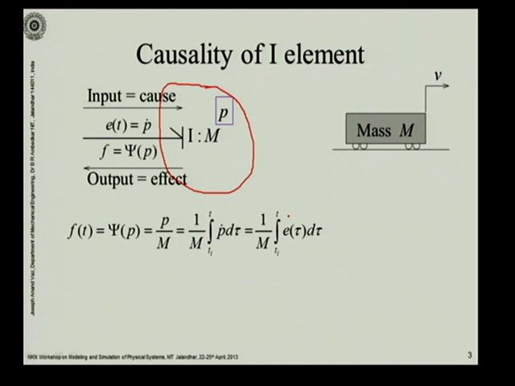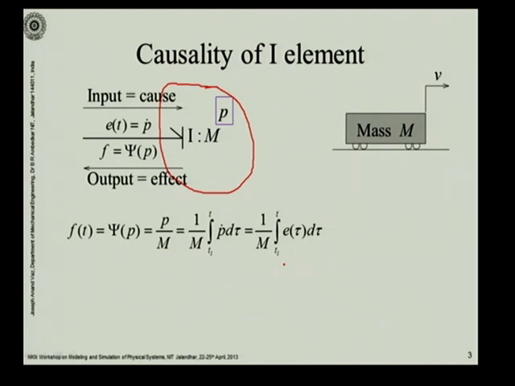Now naturally you can see that the causal stroke has to be placed here. I hope it's clear to you. If the input to the I element is taken in this manner, if effort is applied as an input to the I element, then naturally the causal stroke will be placed here. Naturally it will produce a flow. Now here you are dealing with an integral function, an integrating operator.